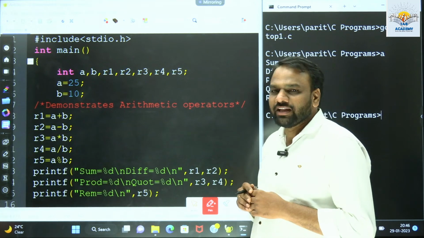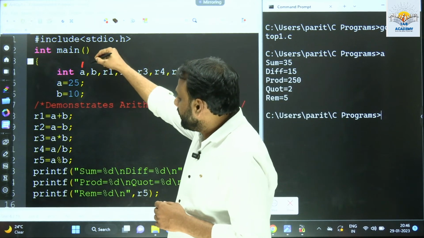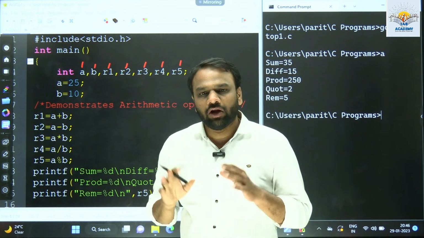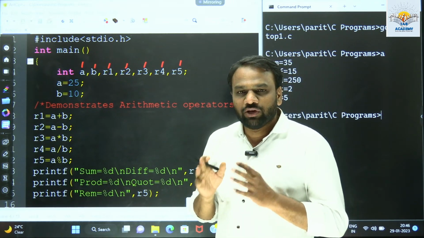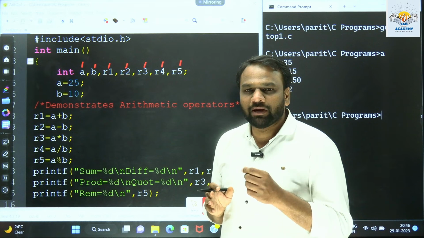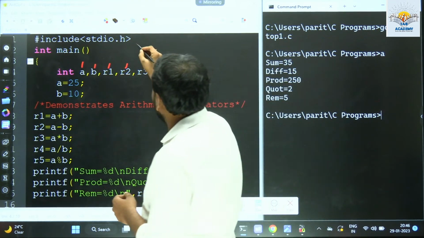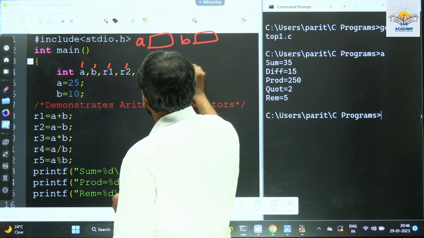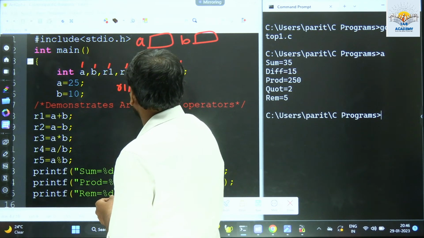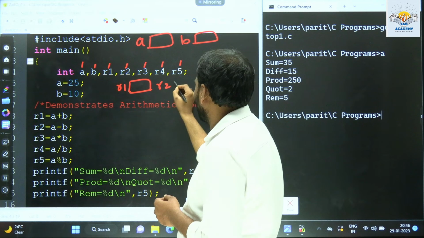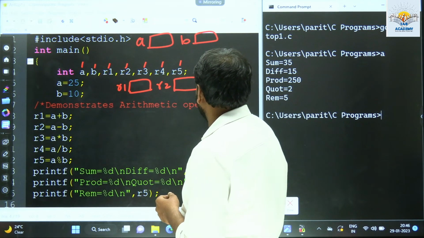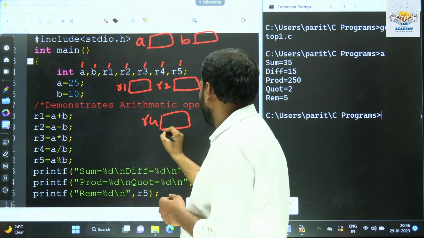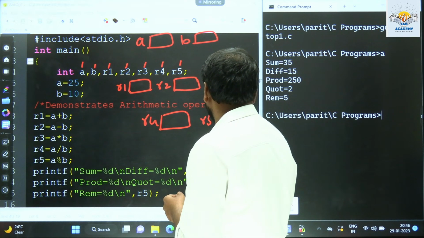Now, how many variables are there in this program? 1, 2, 3, 4, 5, 6, 7. There are totally 7 variables, and all the variables are integer variables. So we know that whenever we declare a variable, there will be a memory block which will be allocated to it. So memory block will be allocated to A, to B, to R1, R1 is a variable, to R2, to R3, to R4, and to R5.